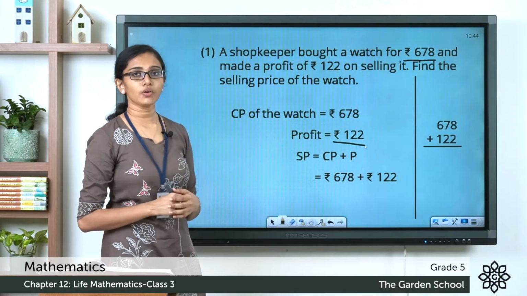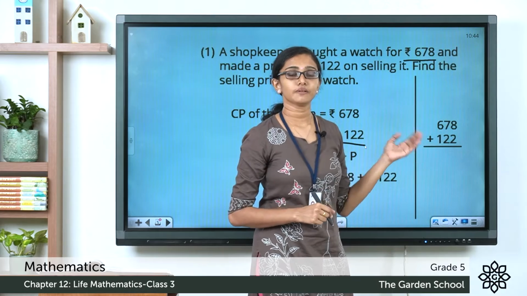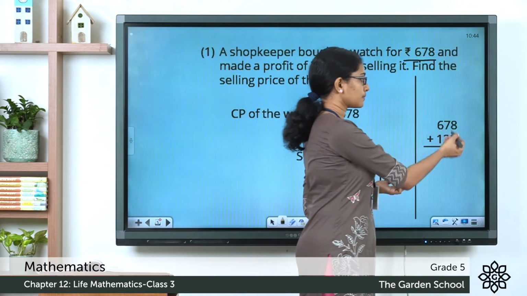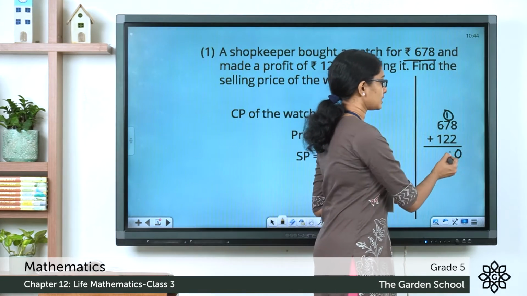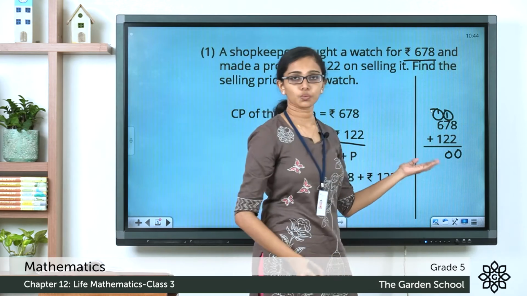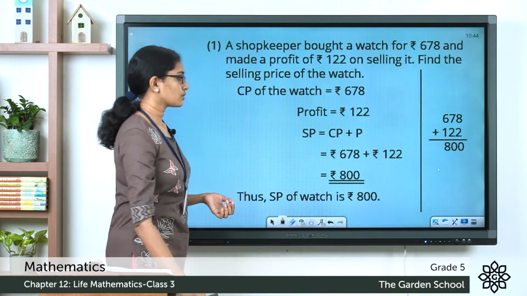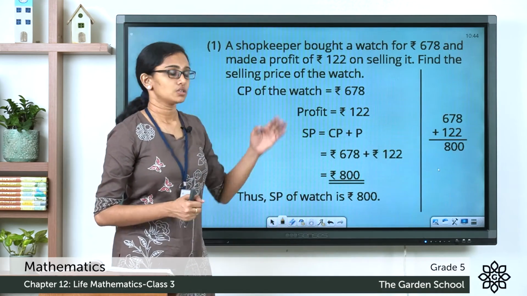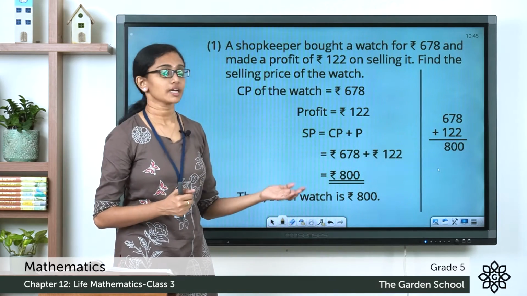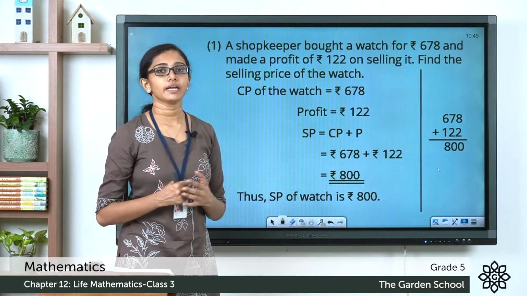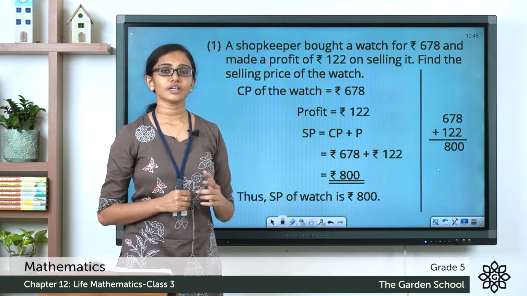Now what is the total amount? Let's do the addition in the working column. Here we have 678 rupee plus 122 rupee. So 8 plus 2, 10, a carry over 1, 7 plus 2, 9 plus 1, 10, again a carry over. Now 6 plus 1, 7 plus 1, 8. So what is the total amount? The total amount is equal to rupees 800. So the selling price is 800. The shopkeeper sold the watch at 800 rupee and made a profit of 122 rupee. So I hope this question is clear to you. Now let's move on to the next question.